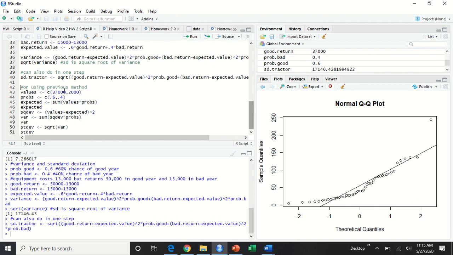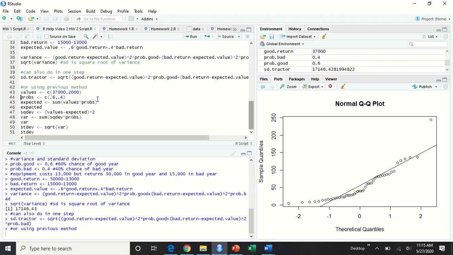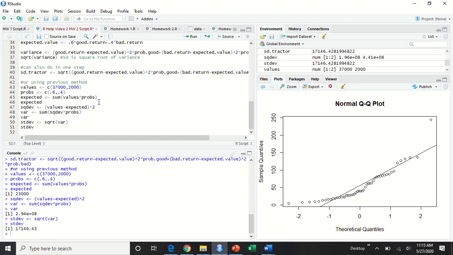The other method that we used in homework 1 is to use vectors. It's probably more simple to use. You put in your values, the probabilities of it being both values, and then do the same computation you did in the first homework, and you get the value. So choose whatever method you like and stick with that.